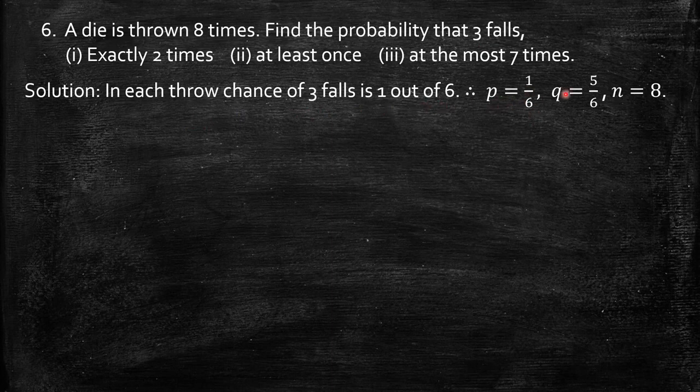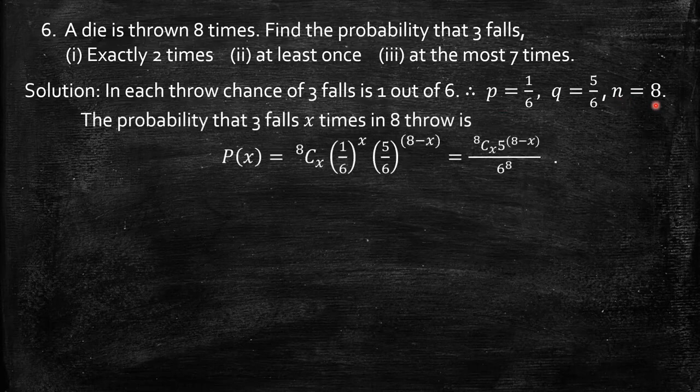So Q is 1 minus P, that is 5 by 6. N, the total number of trial. So we have thrown the die 8 times, so N is 8. So the probability that 3 falls x times in 8 throws is nothing but the probability function here, P of x equal to 8Cx, 1 by 6 power x, 5 by 6 power 8 minus x. So 1 by 6 power x and 1 by 6 power 8 minus x. So we can take the indices law here, so that gives 1 by 6 power x plus 8 minus x, that is 1 by 6 power 8. So we have P of x now is 8Cx 5 power 8 minus x over 6 power 8.